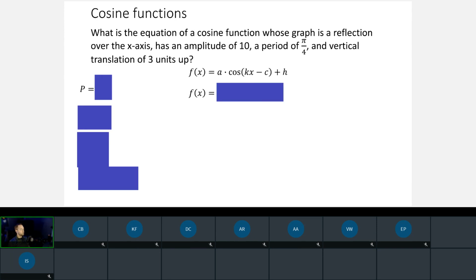All right, next one. This is the equation of a cosine function whose graph is a reflection over the x-axis, has an amplitude of 10, a period of pi over 4, and a vertical translation of 3 units up. So we're given all of this info. You're going to have to put it all together to create your cosine function. You need your amplitude, your k value, your c value, and your h.